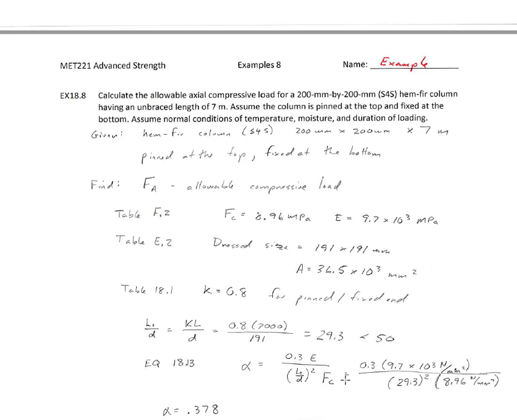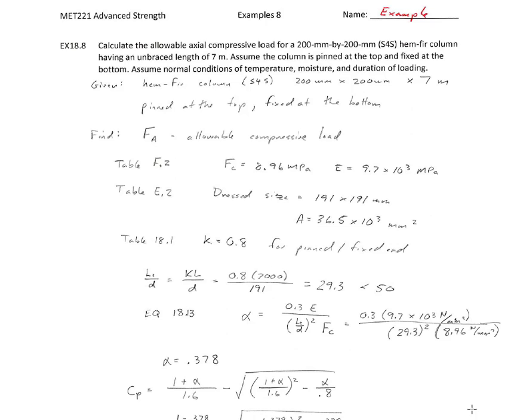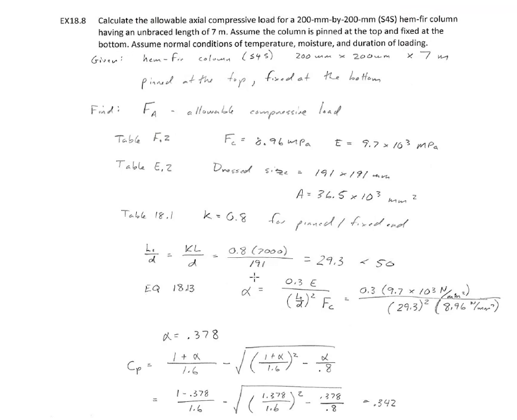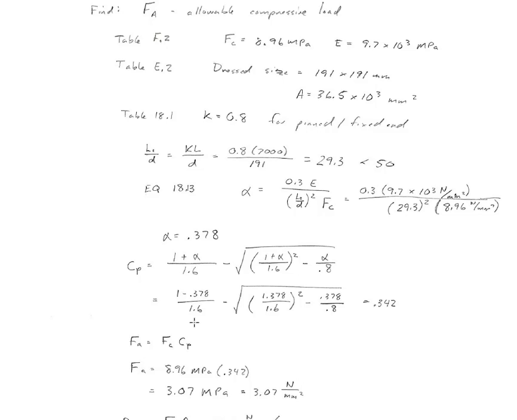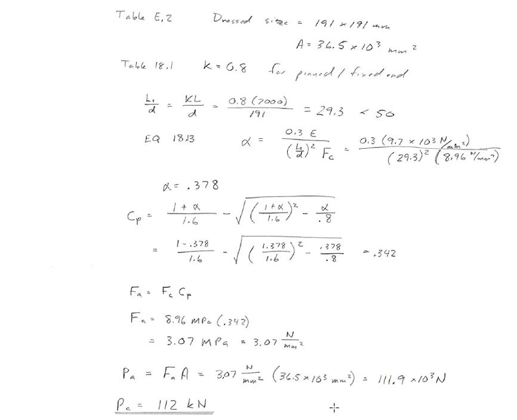18.8 is for timber column design. So our critical slenderness ratio is going to be 50 in this case, and it's L over d that is our slenderness ratio. And it's a little bit different. So then we have to calculate what this alpha factor is. You can follow this in the book, equation 18.13, and then you put that into the Cp equation, and then you get this Fa equation that's based on the load here, Fc. So follow along in the textbook.